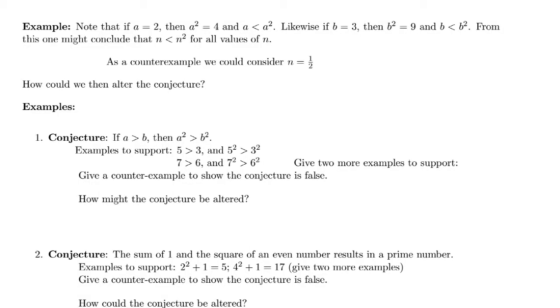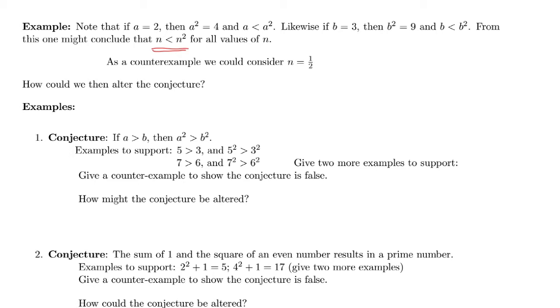So here we go. In our example here, what we're going to do is establish a pattern. Note that if a is equal to 2, then a squared is 4, and a is less than a squared. 2 is less than 4. And if b is equal to 3, then b squared is equal to 9. And notice again that b is less than b squared. So from that, we could conclude that n is less than n squared for all values of n.